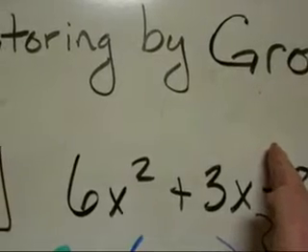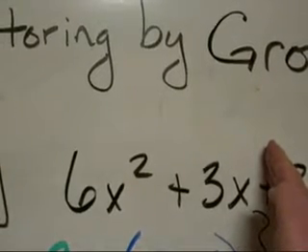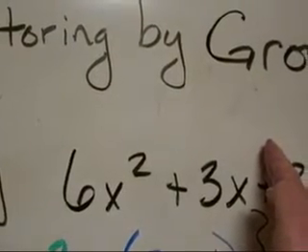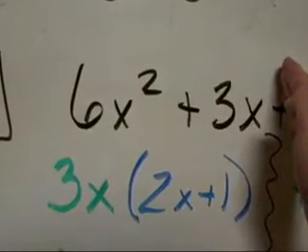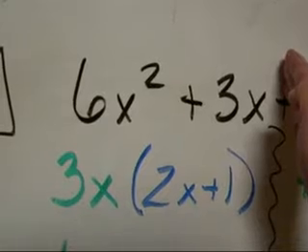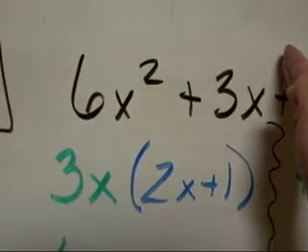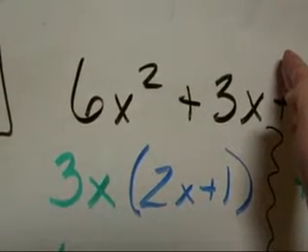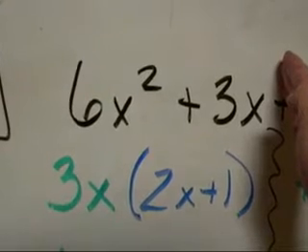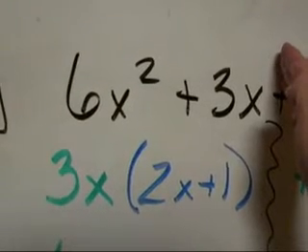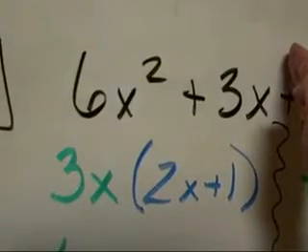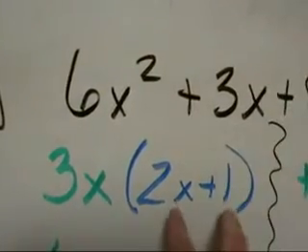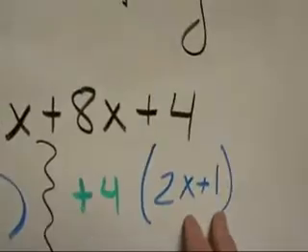What's something common that I can take out of 6x squared plus 3x? That's right, I can pull out a common 3x, leaving in parentheses 2x plus 1, because 3x times 2x is 6x squared, and 3x times 1 is 3x. Notice the binomial I've written in blue. That has to be a common binomial. I'm going to pick it up and move it to the other side.